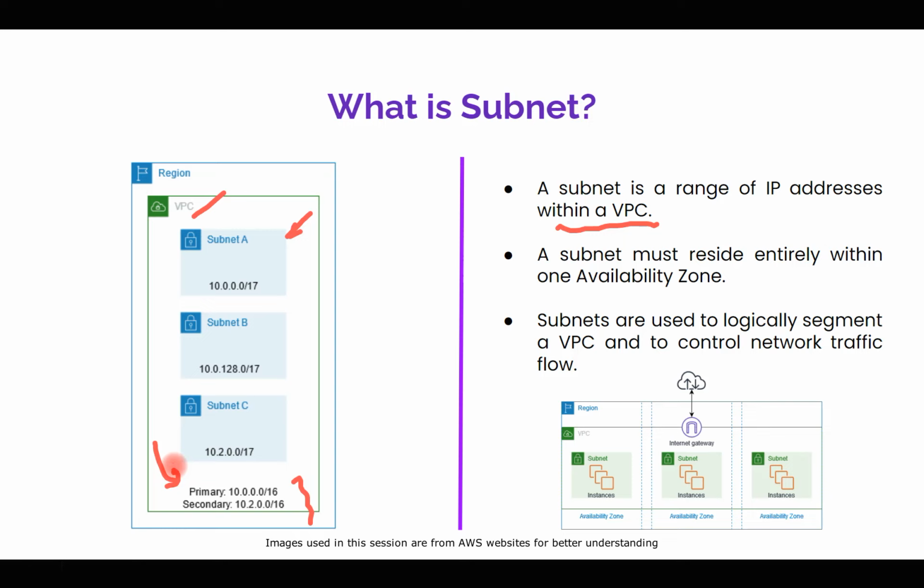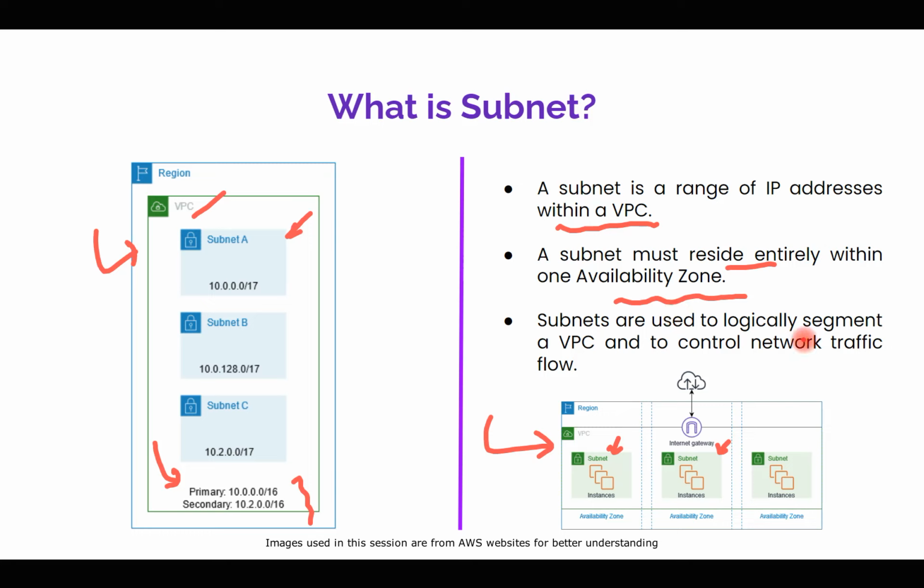It must reside entirely within an availability zone. So if you see here, here it's an example of one availability zone, but here we are having multiple availability zones. But you can see this particular subnet is within this availability zone, right? Similarly, this subnet belongs to this availability zone only. That means that a subnet must reside entirely within one availability zone.